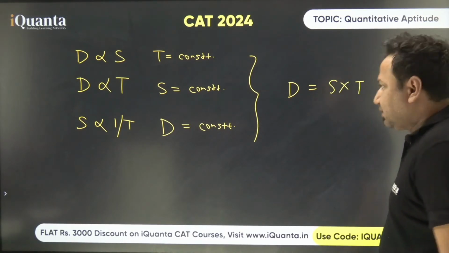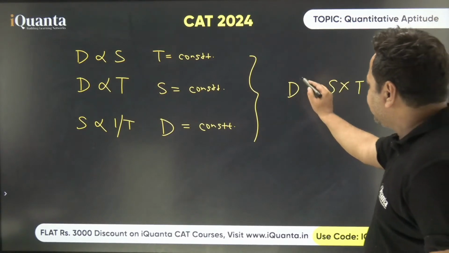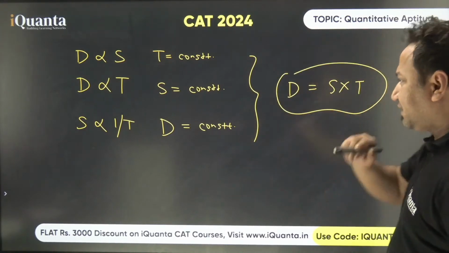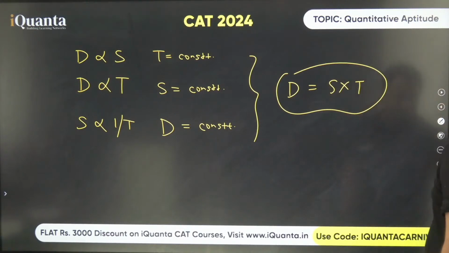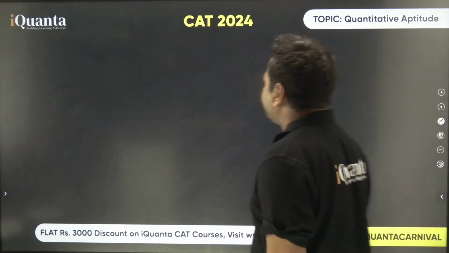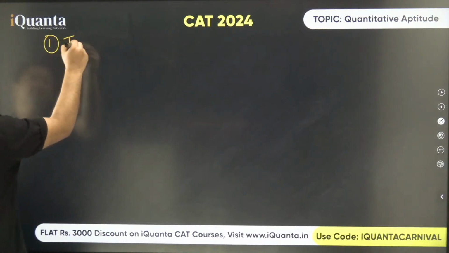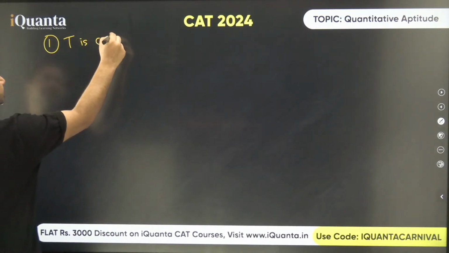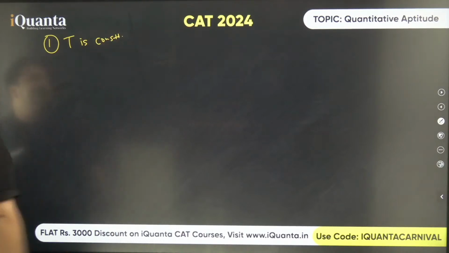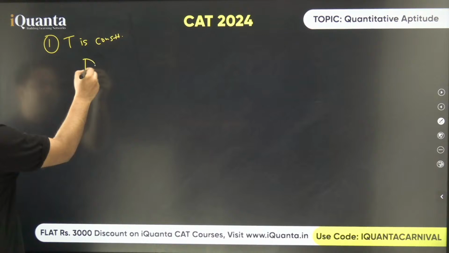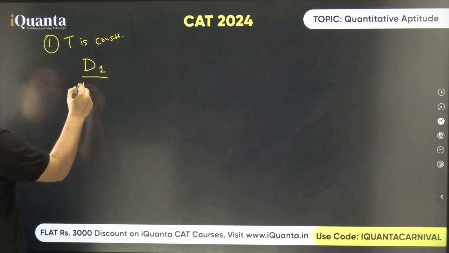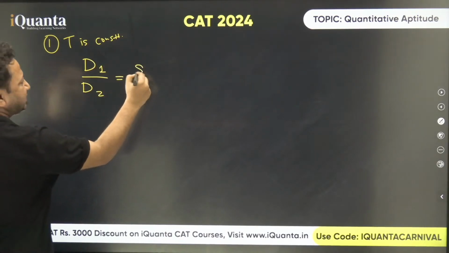All right. So all these relations would go to only this equation that happens to be the formula for distance, that is speed multiplied by time. Moreover, when I said first case time is constant and as I told you the distance and speed were directly proportional, that means d1 upon d2 will be equal to s1 upon s2.